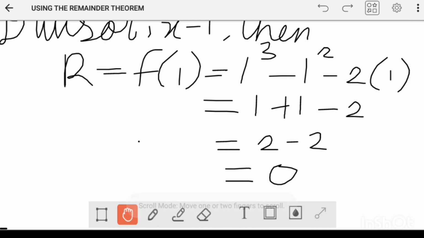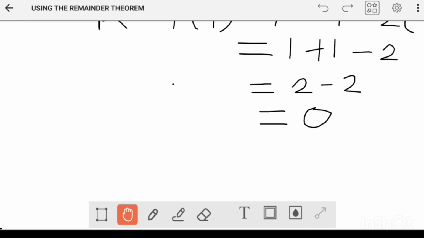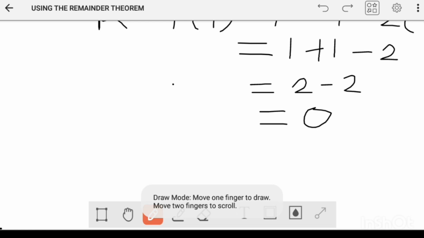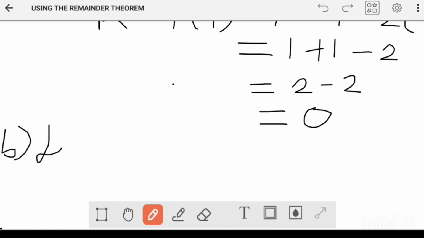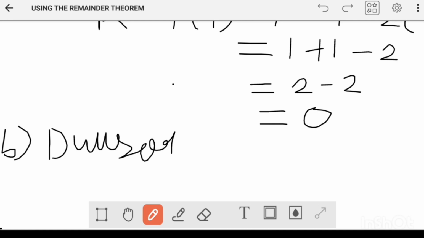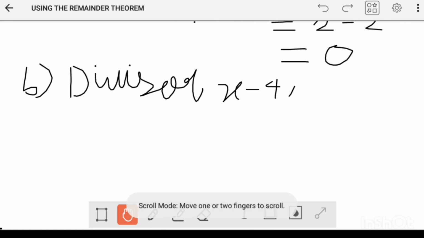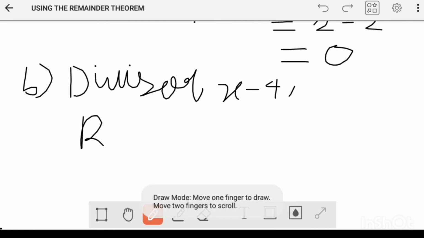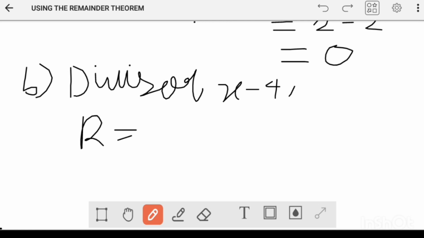Now the second part is asking that we also divide the function by x minus 4. So I will still write it here as b, and the divisor is still the same. The divisor has not changed. The divisor is x minus 4. So if that's the case, then we have the remainder. Now looking for the remainder, we write r as the remainder. R equals f of 4, which is a function.